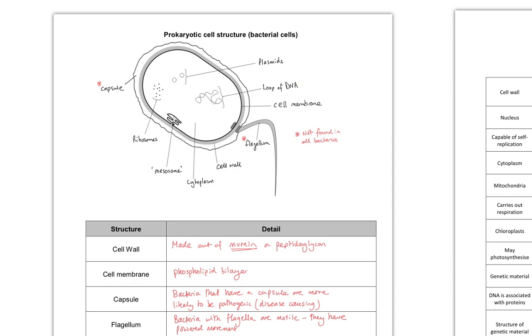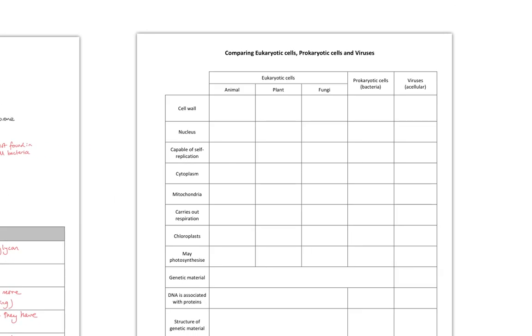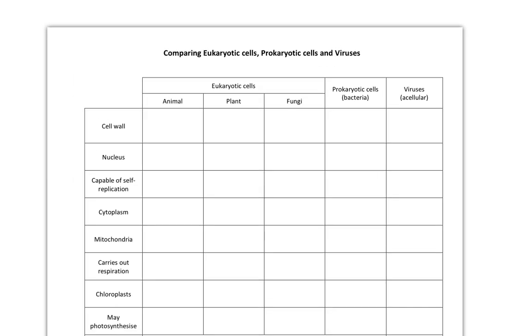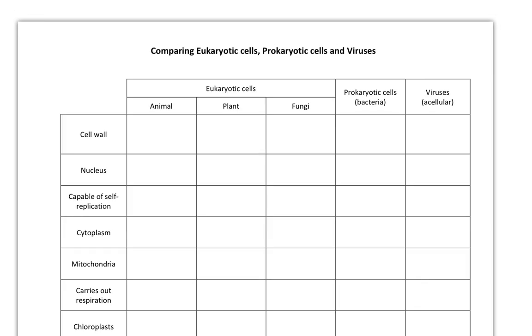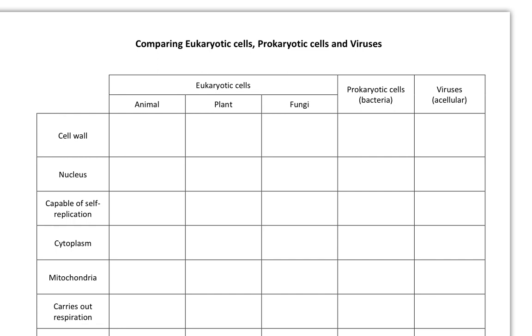So that's prokaryotes. We're very nicely going to now slip into almost a bit of a tick box and add a bit more detail, just to summarize all the different types of cells, and you'll know most of these. Animal cells, cell wall? No, we don't have cell walls. Plant cells, yes, we do. It's made out of cellulose.